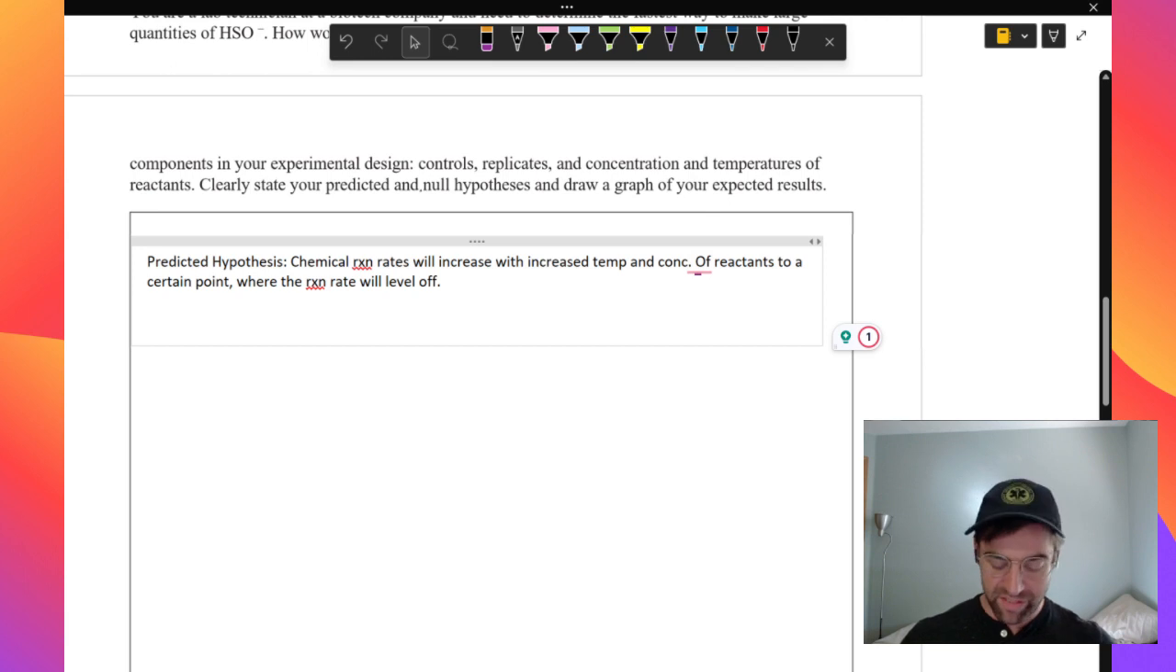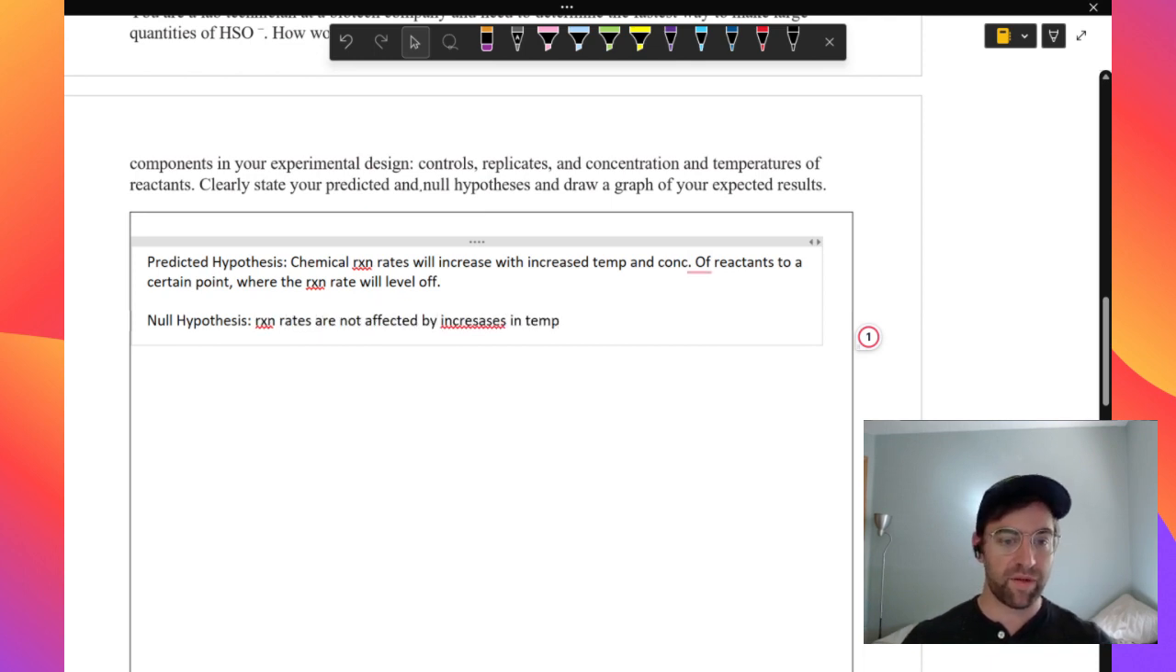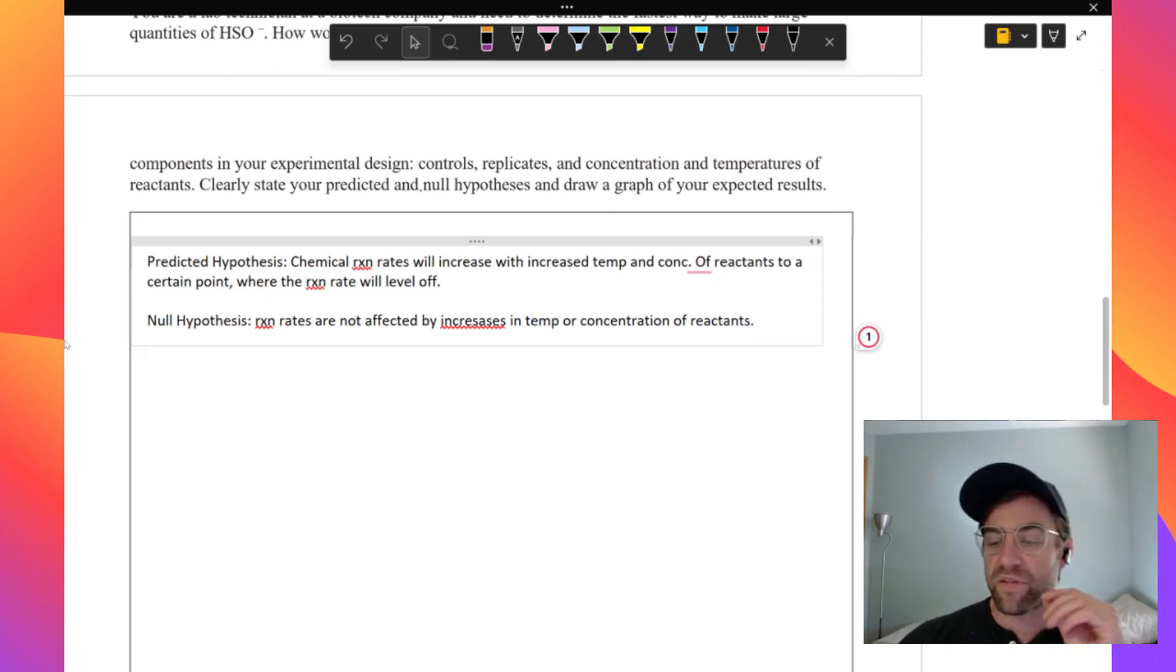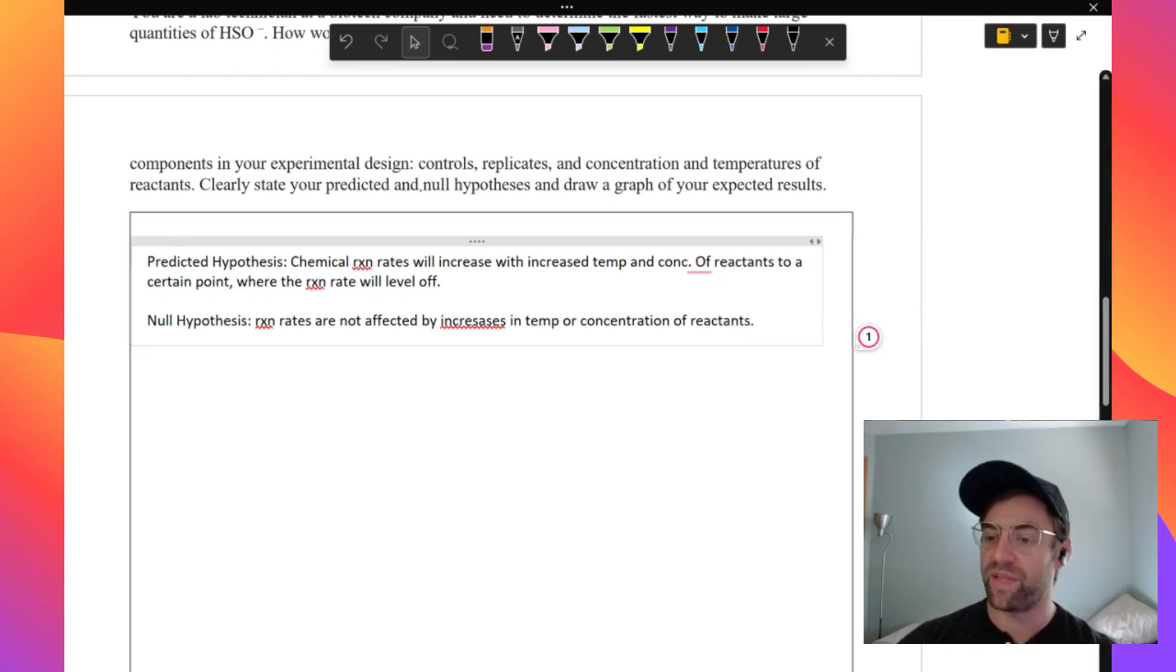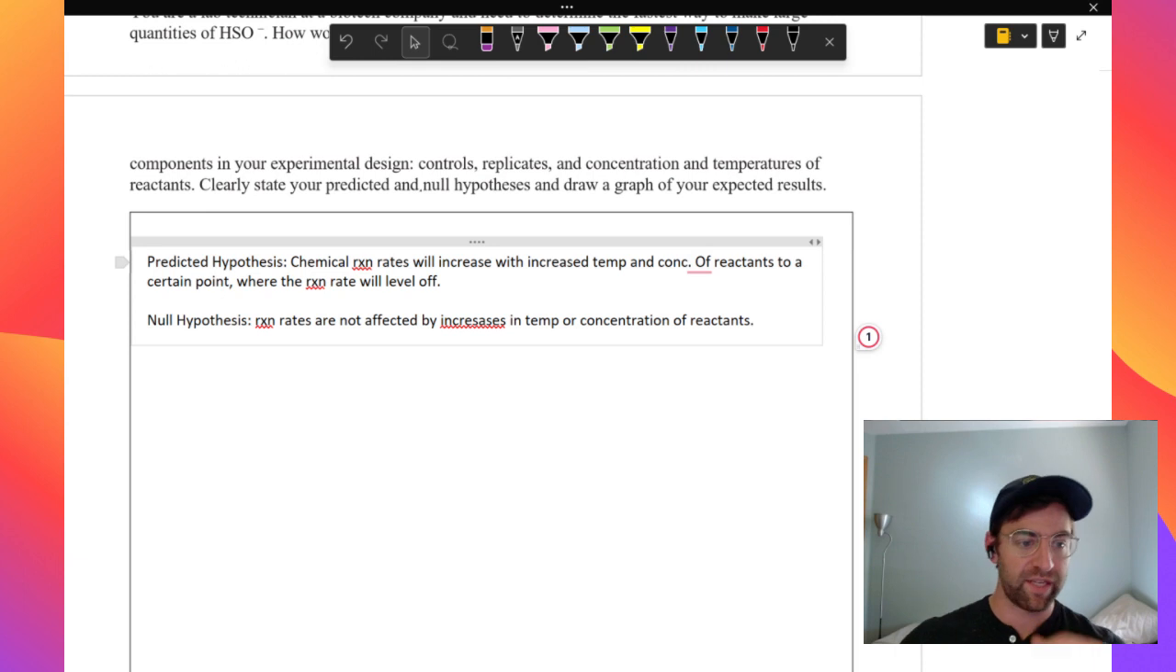The null hypothesis, of course, would be that the reaction rates are not affected by increases in temp or concentration of reactants. So to best understand those two, we then have to run an experiment looking at the combined effects, but first testing each of those individually.